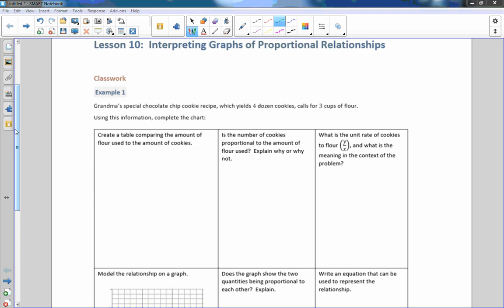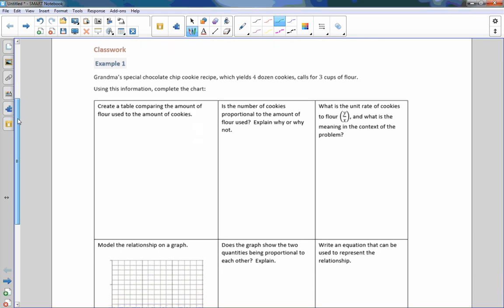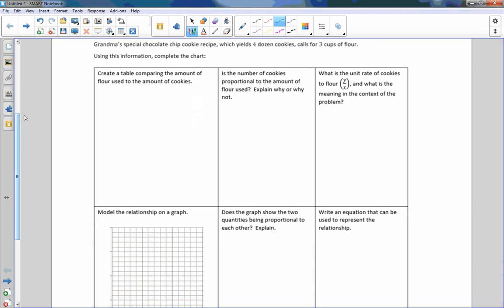This is Lesson 10, Interpreting Graphs of Proportional Relationships. Classwork Example 1. Grandma's special chocolate chip cookie recipe, which makes 4 dozen cookies, calls for 3 cups of flour. Using the information, complete the chart.